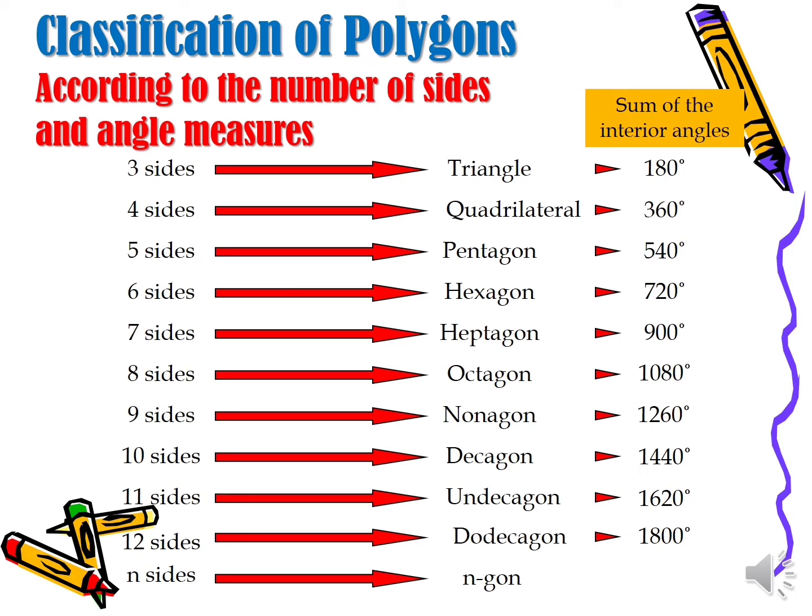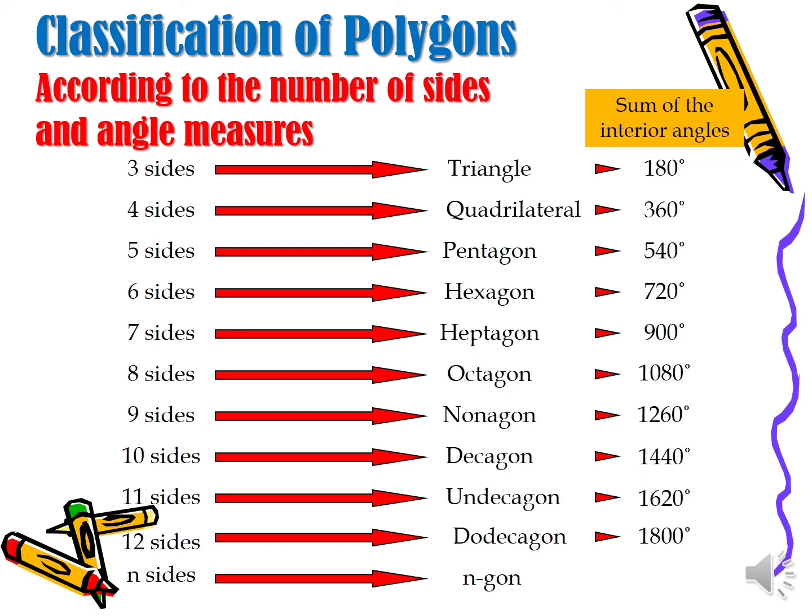So if we connect only one vertex to every vertices of a figure, then we can form triangles. And we know that the sum of the interior angles of a triangle is equal to 180 degrees. Therefore, the number of triangles formed using one vertex connected to all the vertices of the figure is to be multiplied by 180 degrees in order to get the sum of the interior angles of that figure.